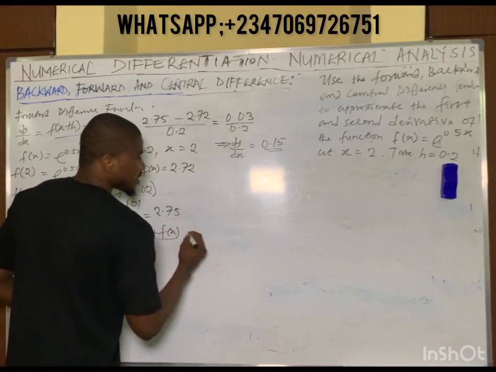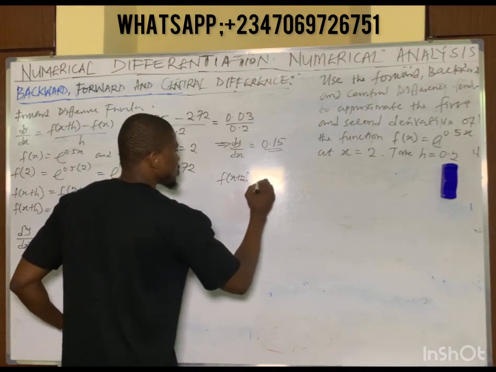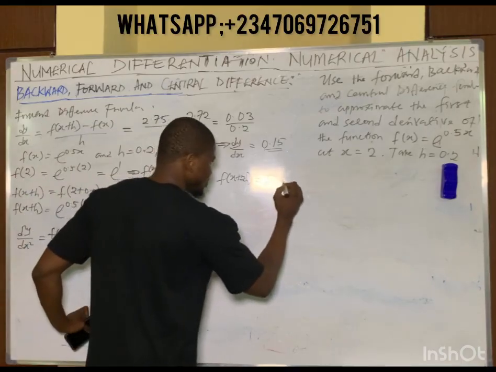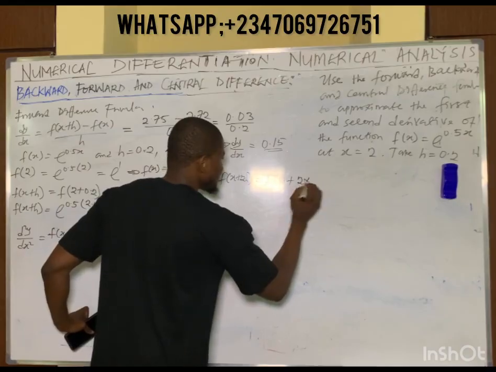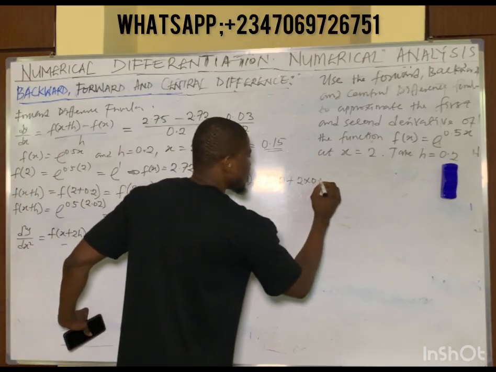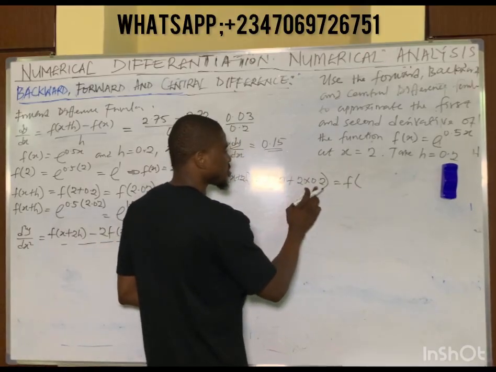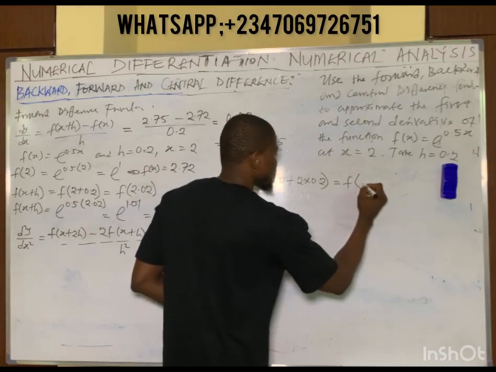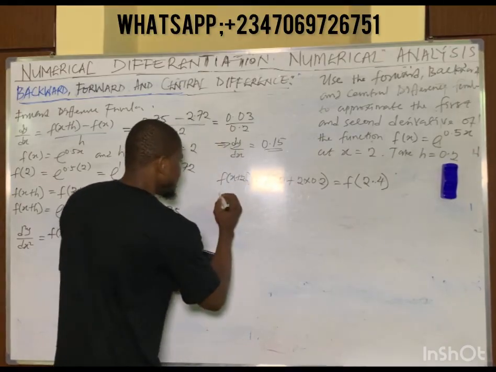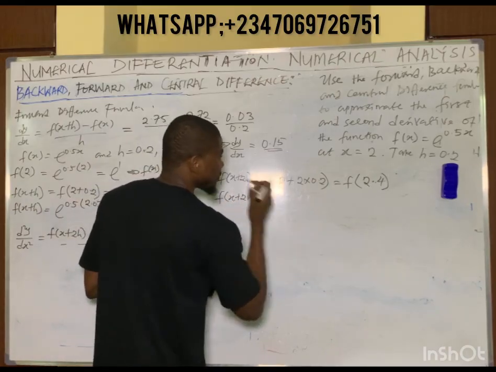So we can have, let's do that here. f of x plus 2h is going to be equal to, f of x, remember, was given to us as 2. So you have 2 plus 2 times h. h was given to us as 0.2, so you have 2 times 0.2. So this is going to be equal to f of 2 times 0.2 is 0.4 plus 2. That gives us 2.4.